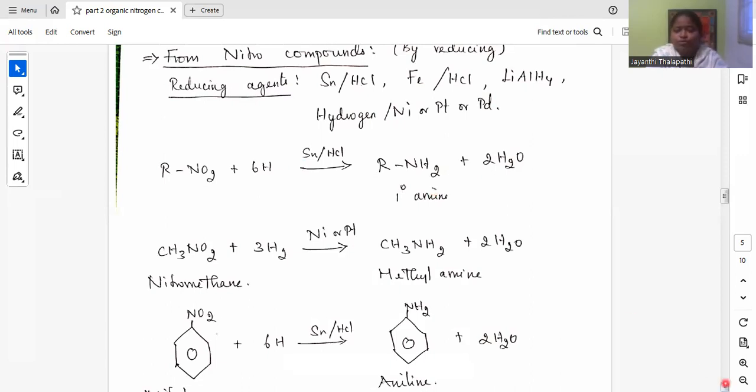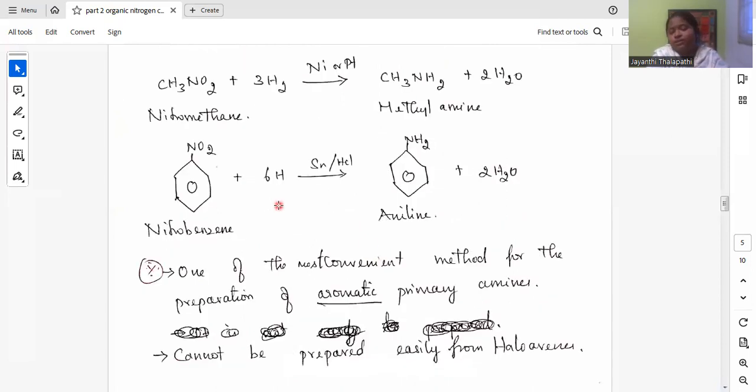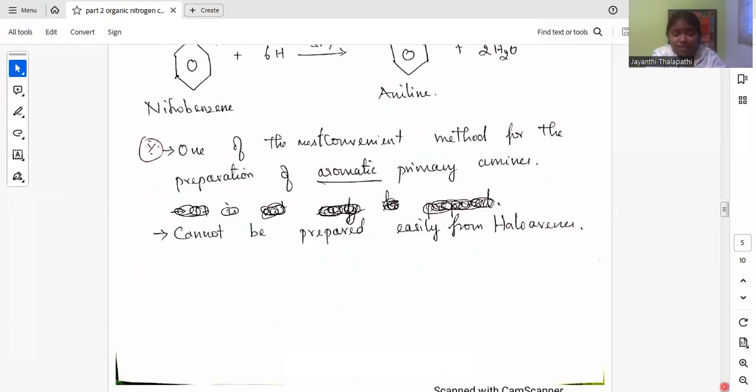So if you see the example over here, nitrobenzene with 6H, which means 4 hydrogen go as water molecule, and the 2 hydrogen bind over here, which forms aniline. Okay. And the important thing over here is that it is one of the most convenient methods to prepare aromatic primary amine, because it cannot be prepared easily from haloarene.